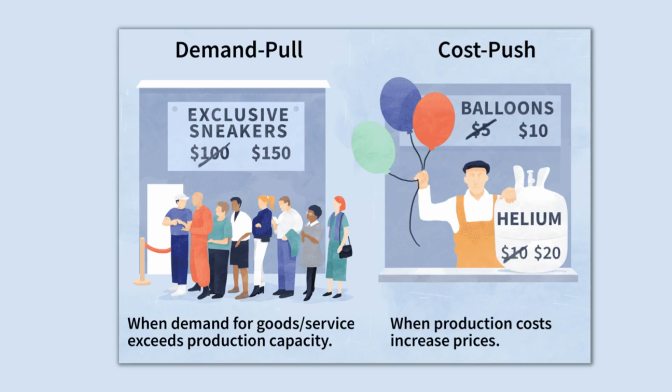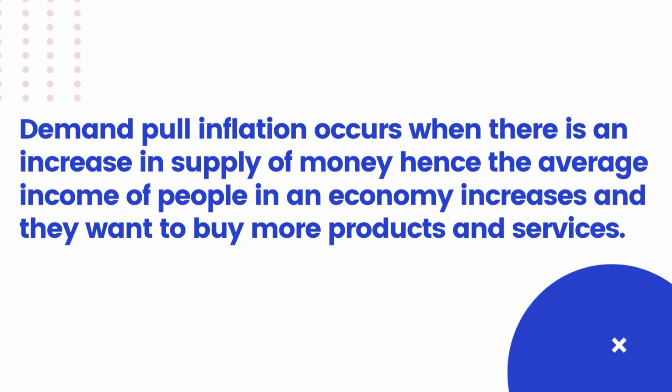There are two types of inflation: demand pull inflation and cost pull inflation. Now, demand pull inflation occurs when there is an increase in supply of money. Hence, now the average income of people in an economy increases and they want to buy more products and services.